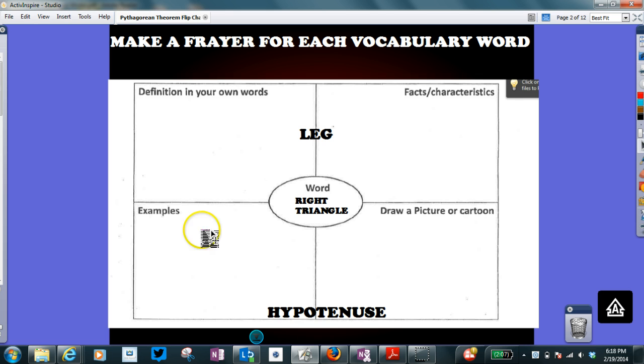In this part where it says examples, give me some examples. And of course, this last one, just have a little fun with it. Draw a picture or a cartoon in this last box having to do with the vocabulary word. Again, there's only 3 that I'm going to really deal with for Pythagorean theorem right now, and that's leg, right triangle, and hypotenuse. You are going to do 3 separate Frayers, 1 for each term. And you're actually going to turn those in.